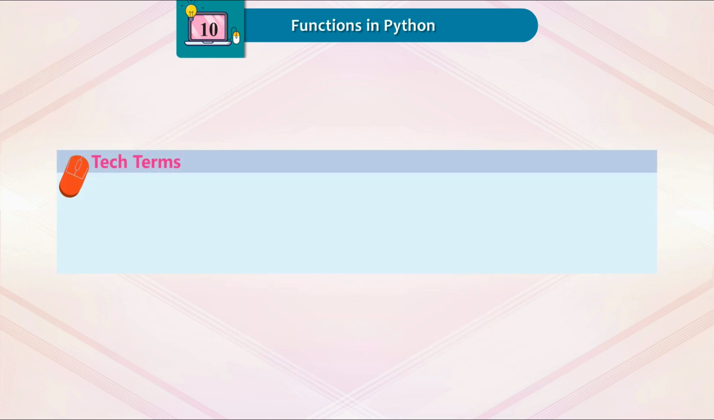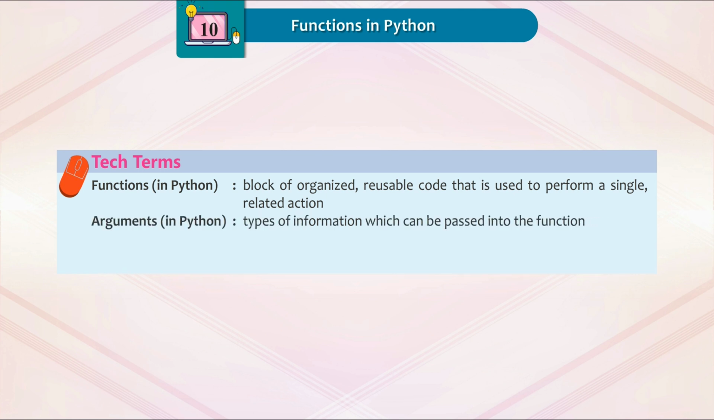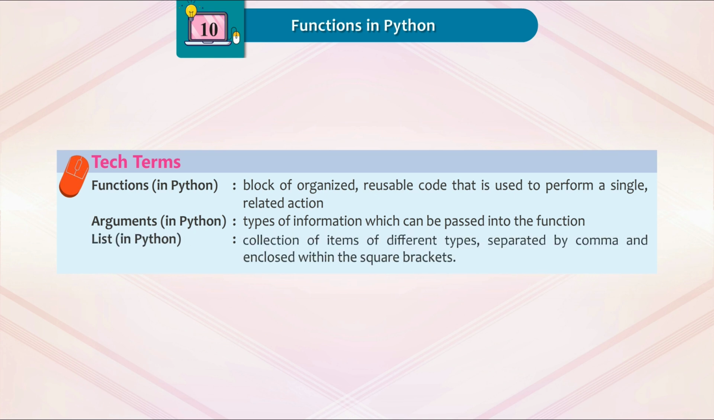Tech terms. Functions in Python: block of organized, reusable code that is used to perform a single related action. Arguments in Python: types of information which can be passed into the function. List in Python: collection of items of different types separated by comma and enclosed within the square brackets.